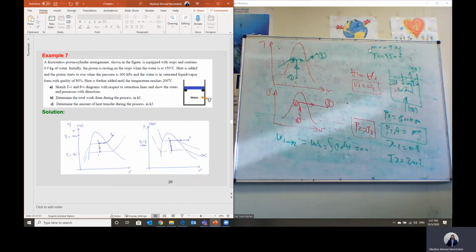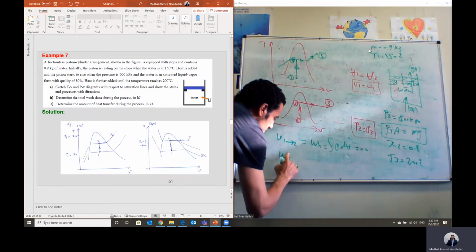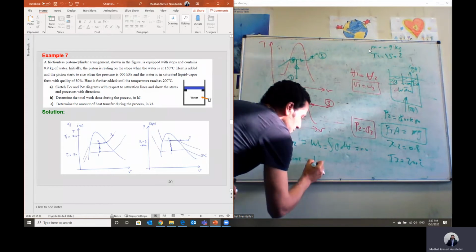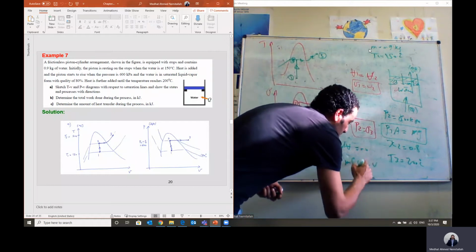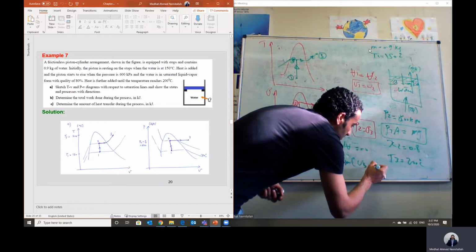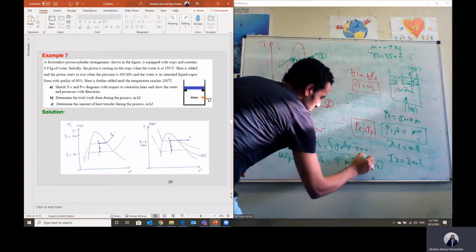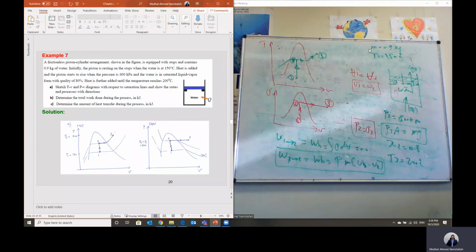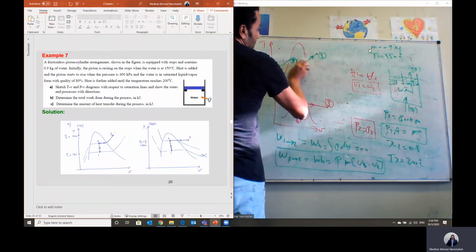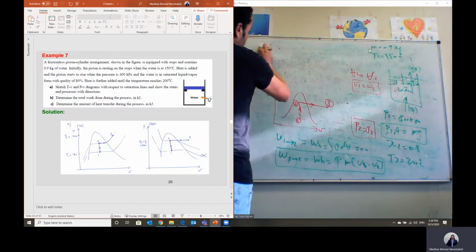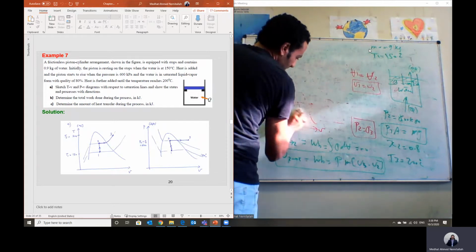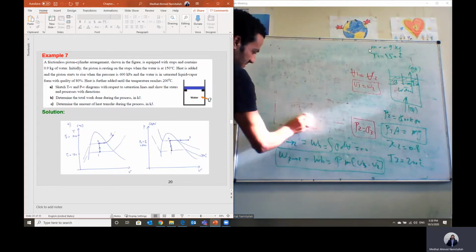Okay, but what about the process from 2 to 3? We have a constant pressure process, with the piston moving freely. So the boundary work from state 2 to state 3 will equal the pressure multiplied by mass, multiplied by the specific volume V3 minus V2. This is for the process from 2 to 3, which is a constant pressure process. So how can we calculate this work? The pressure is given, and we need to calculate the specific volume at state number 2 and the specific volume at state number 3.